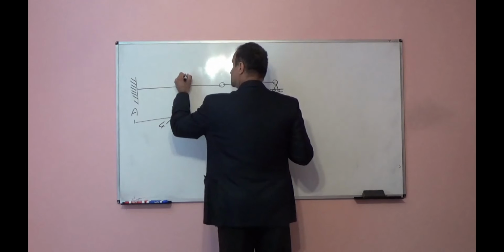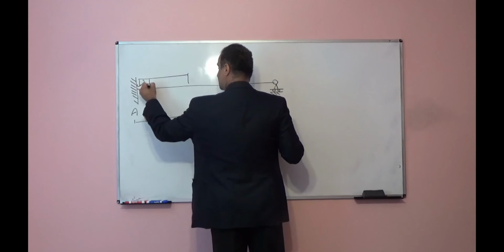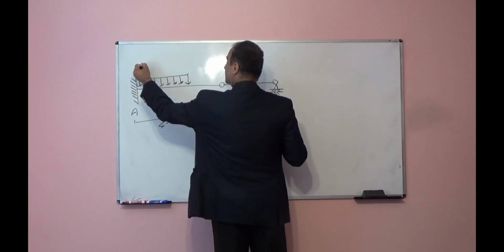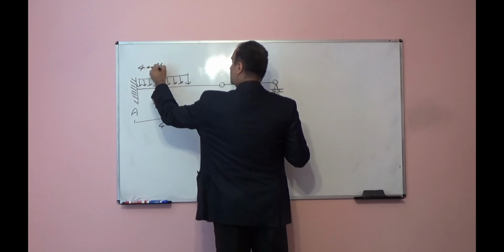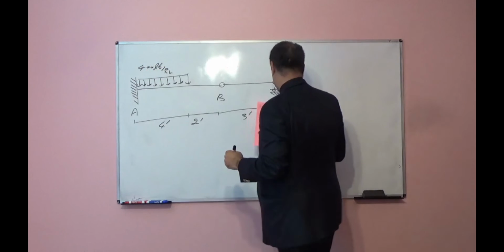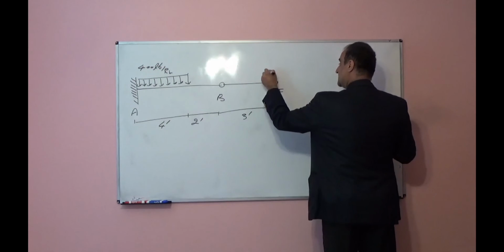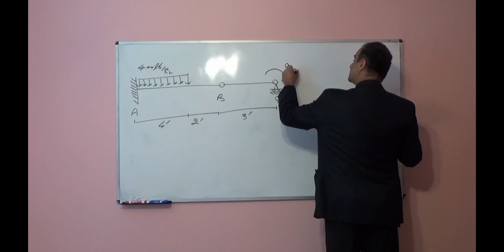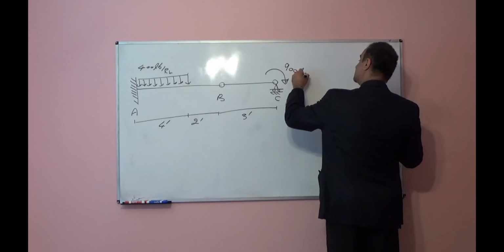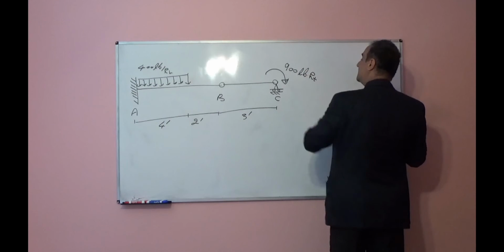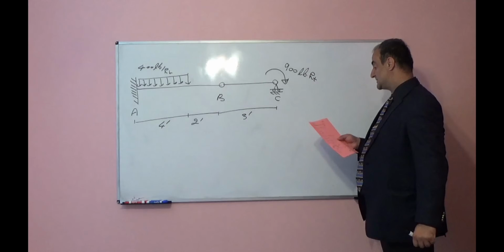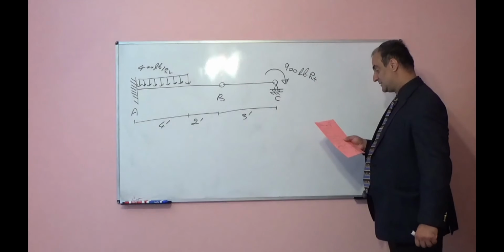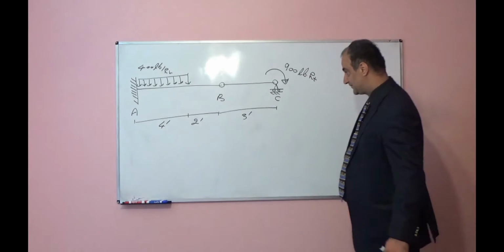Here, this part is subjected to uniform distributed load. The intensity of the load, it is 400 pounds per foot. At point C, I have one concentrated moment. The intensity of the moment, it is 900 pound feet. Now I want to find reactions.